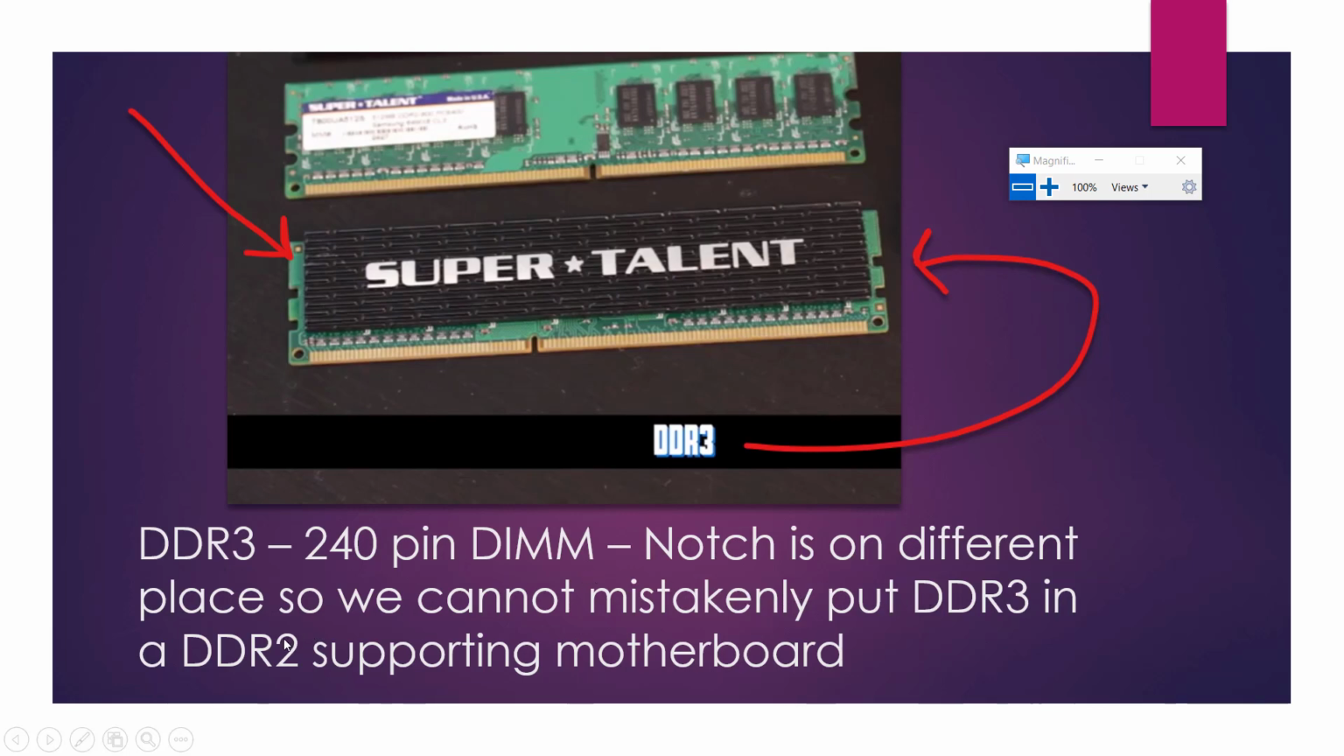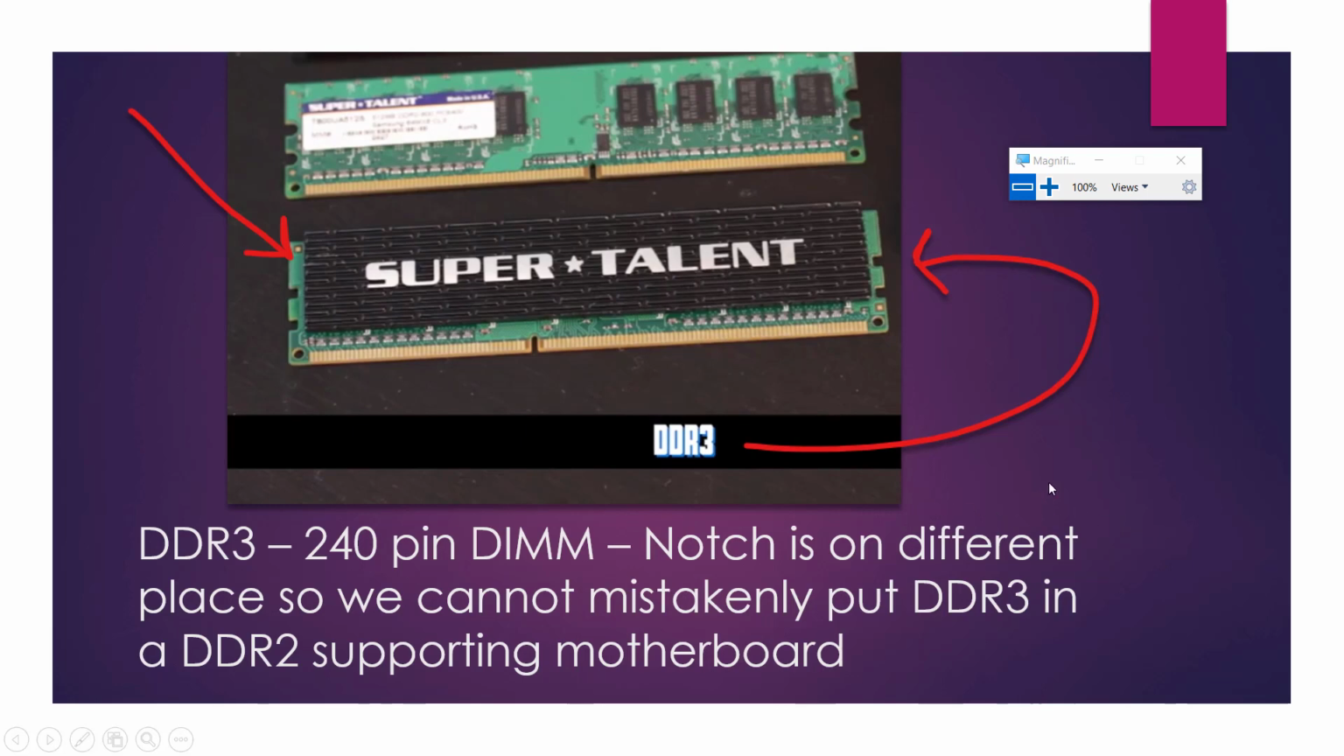So the notch is in a different place, so we cannot mistakenly put DDR3 in a DDR2 supporting motherboard. We get that, right? It can only fit one way, there's no other way to fit it. And you can see there's a heatsink on top, we can't see the chipsets now. This must be some good performing RAM that's going to heat up.